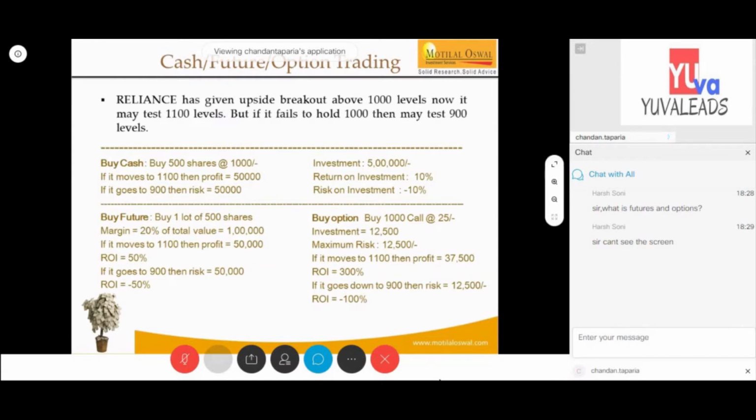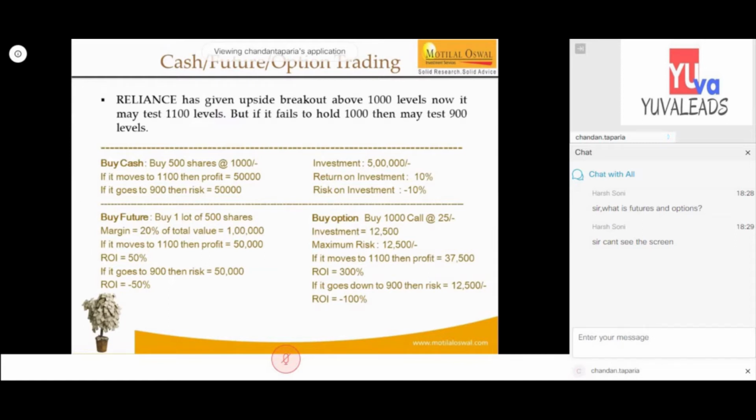So 1,000 rupees multiplied by 500 shares, one lot you are buying, so your lot value is 5 lakh. You need to pay only 20%, so your investment comes to 1 lakh rupees. Now, if Reliance moves by 100 rupees and you bought one lot of 500 shares, you are in profit of 50,000, so the return on investment is 50% because your investment was 1 lakh rupees. The only benefit of futures or derivatives is leverage. You invested only 1 lakh rupees and made 50,000 rupees, the same as in the cash market.